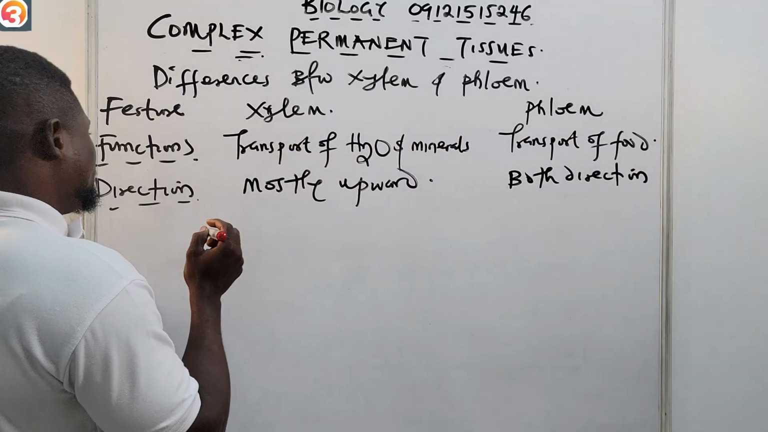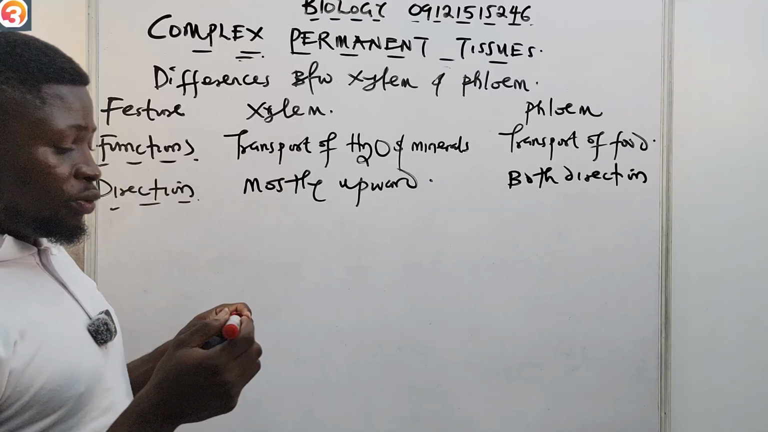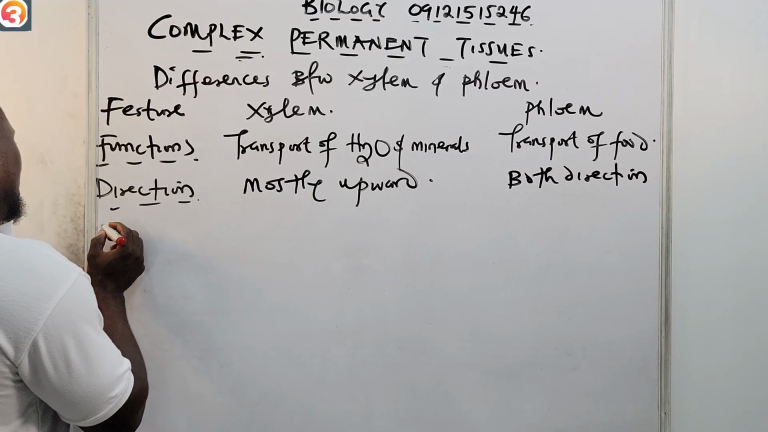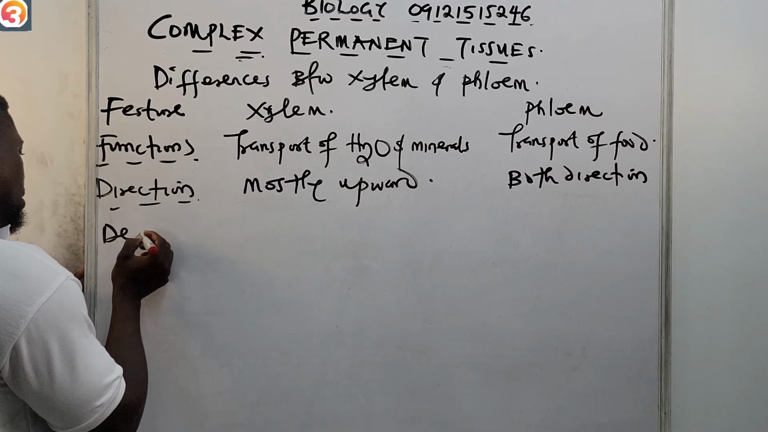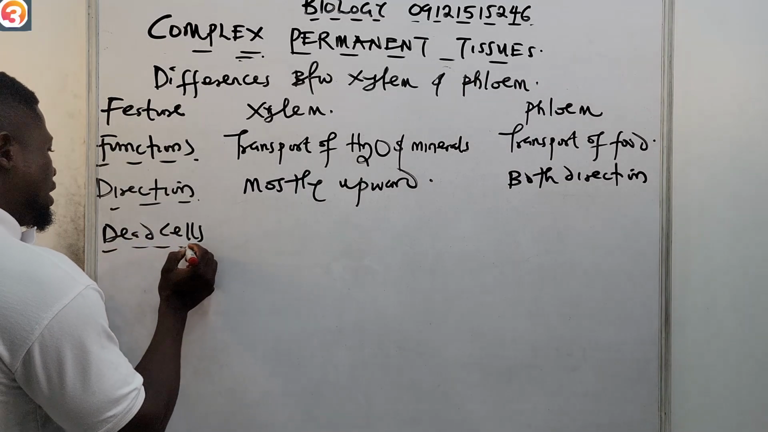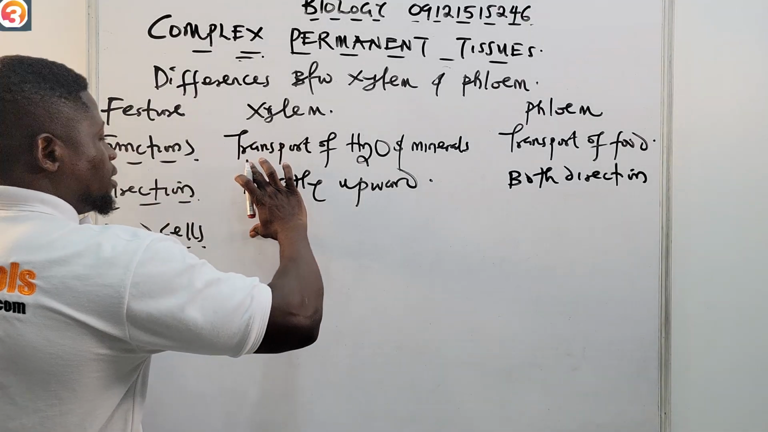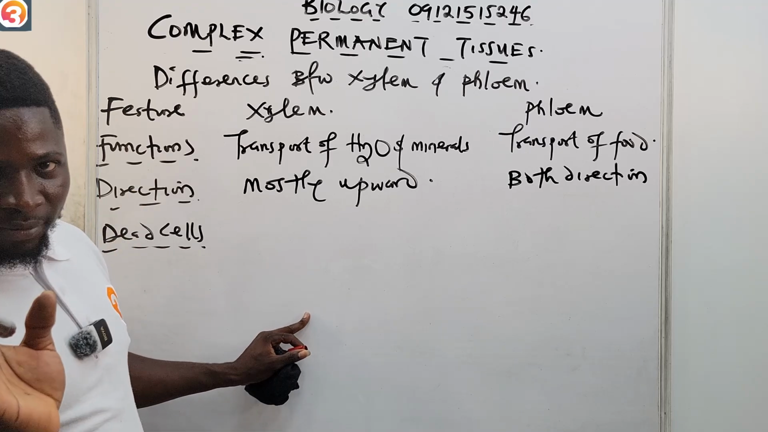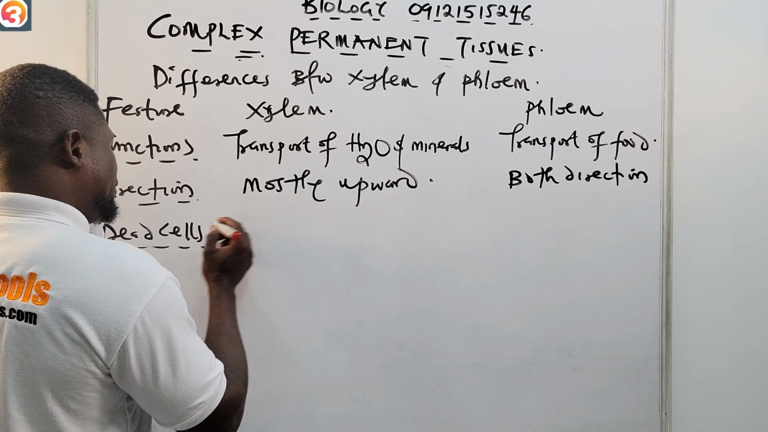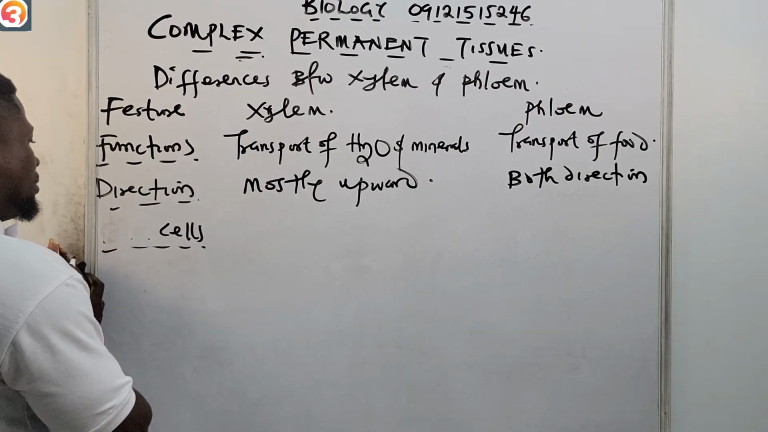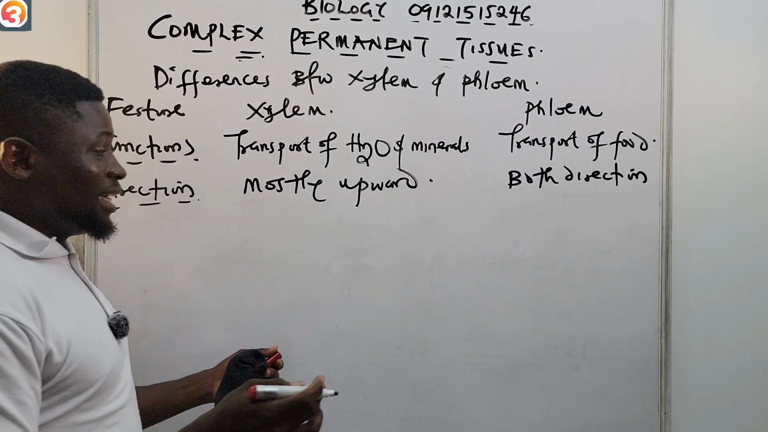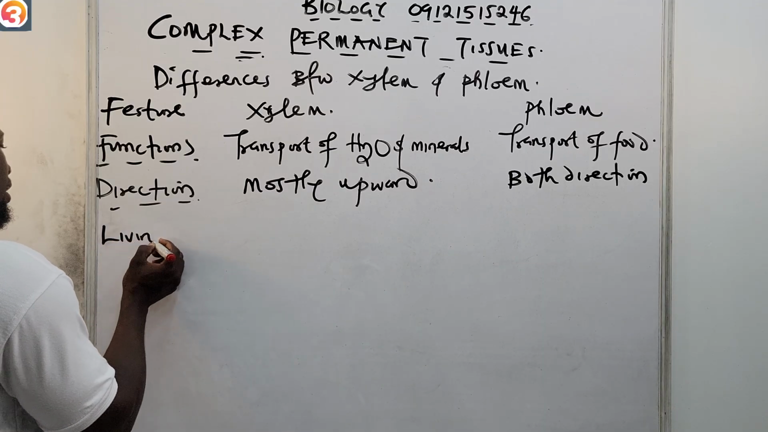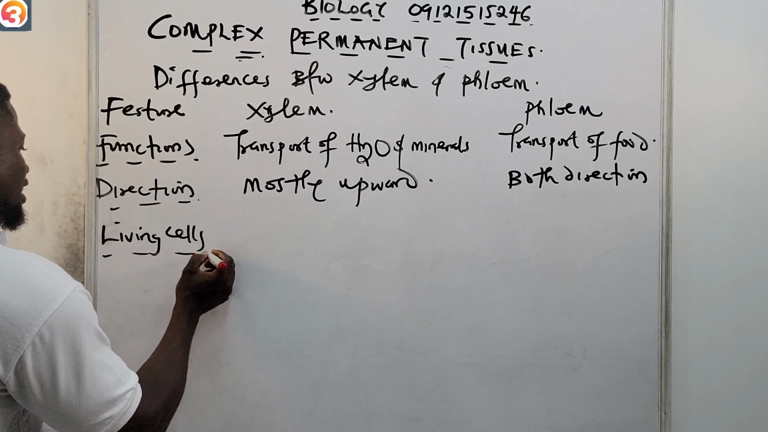All right, so now we've talked about function and direction, then let's talk about living cells. Okay, talk about living cells. For the xylem, we say it's only the xylem parenchyma that is living. Okay, let me just say cells. Let me say living cells.